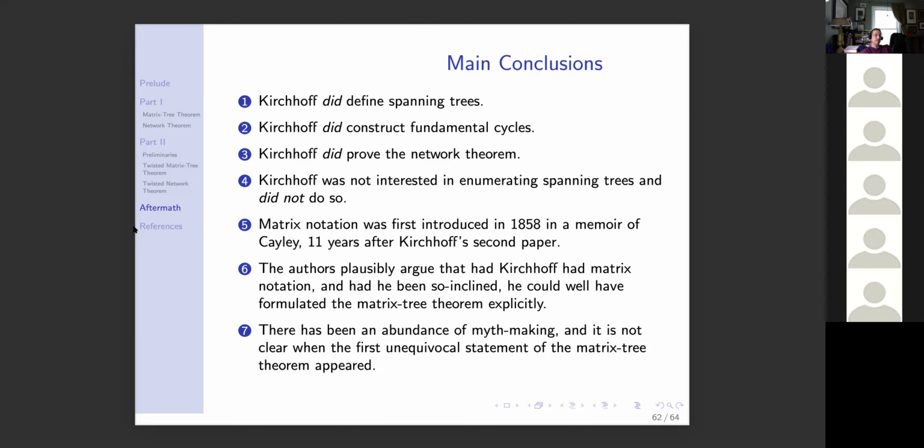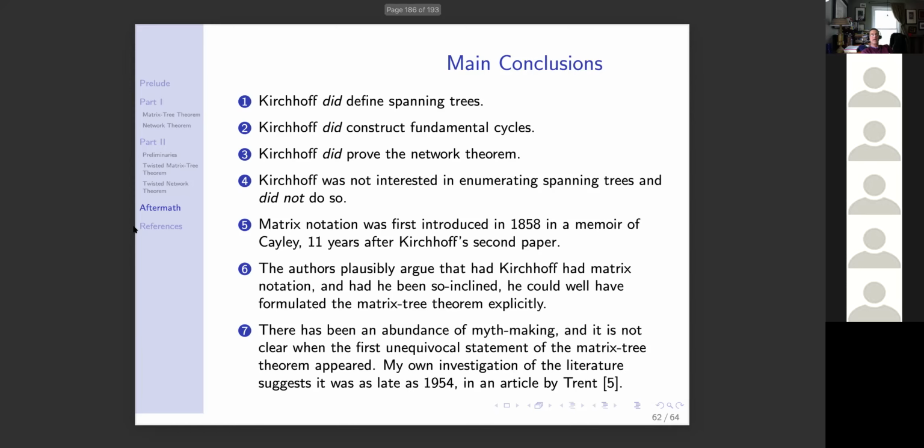There has been an abundance of myth-making in the last 100 or so years, maybe more, and it's not clear when the first unequivocal statement of the matrix tree theorem actually appeared in the literature. So it's not clear when this theorem became a theorem in the literature. My own investigation, and I did a pretty thorough investigation, suggests that the first time this theorem appeared was in 1954, more than 100 years after Kirchhoff, in an article by a mathematician by the name of Howard Trent, who incidentally only published 3 mathematical papers. So that may be the first place it ever appeared. It may have been known before that. It might have been folklore.